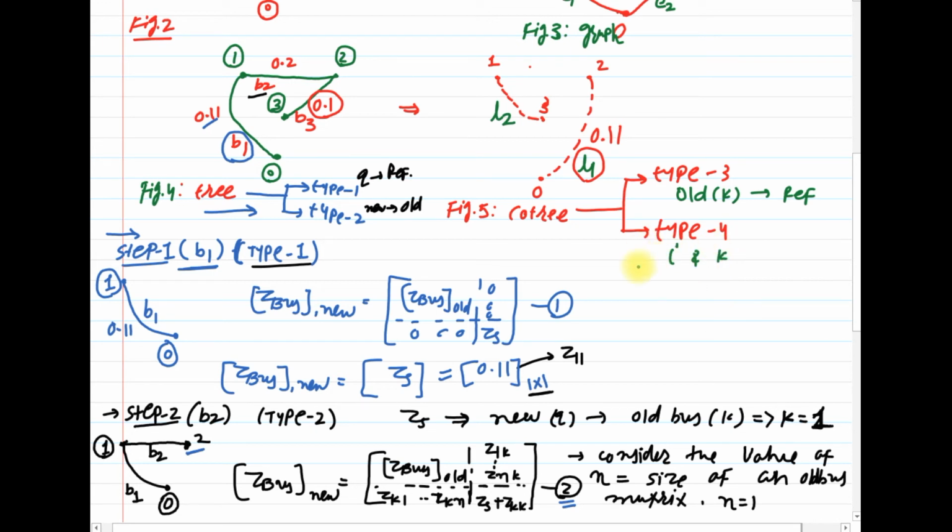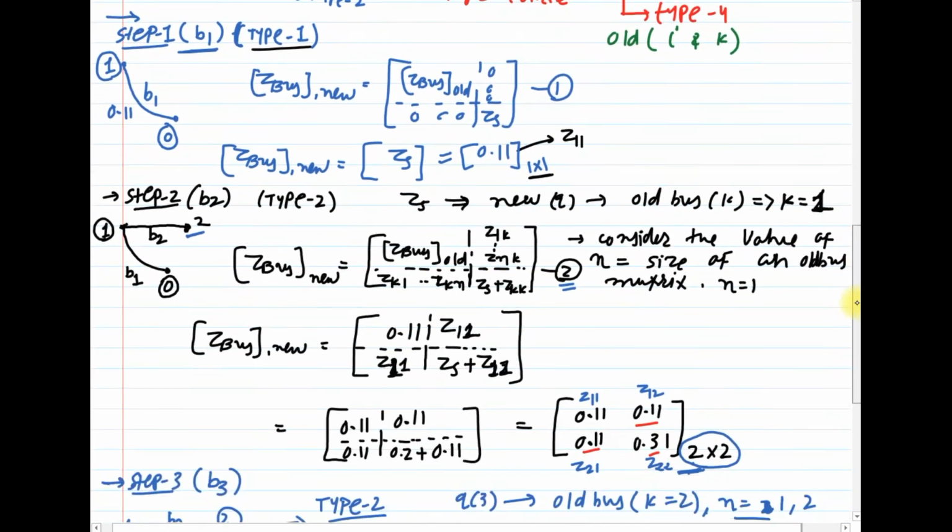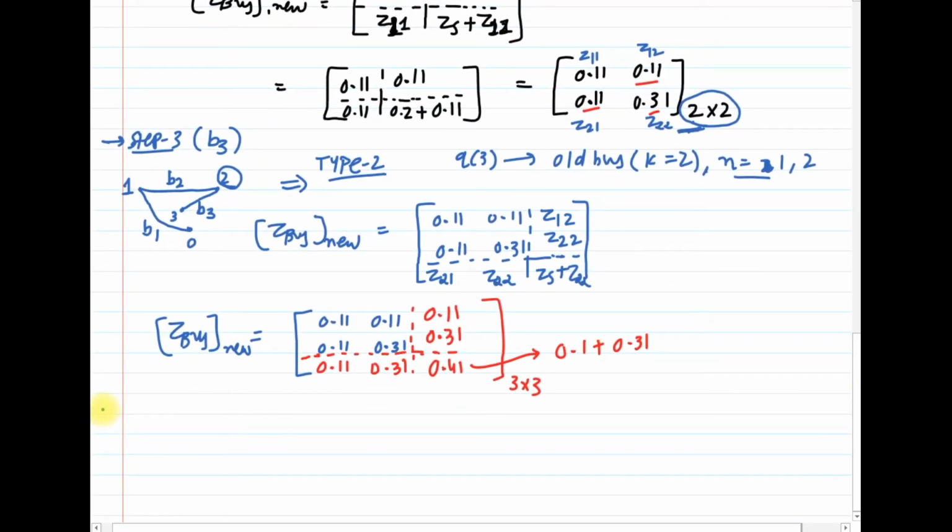Okay, between two old buses I and K. So here for this element, which is added between the reference bus and bus number 2, the type 3 modification will be applicable for link 1. Yes, I will draw again the entire network which we have derived in step number 3.